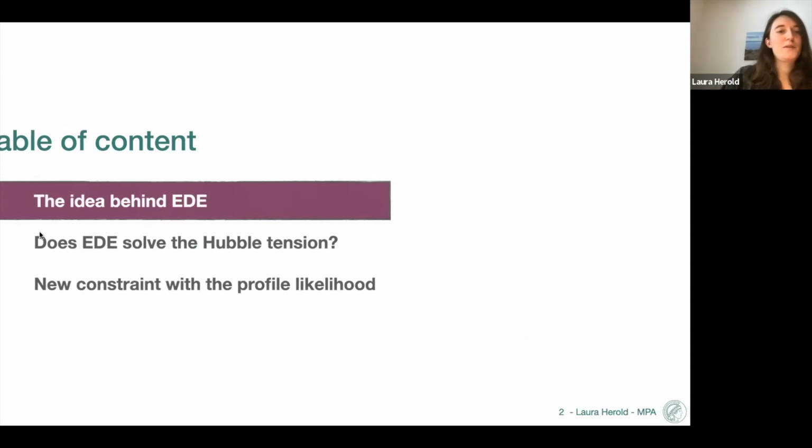But before I talk about the profile likelihood, I give an introduction about the idea behind early dark energy. I try to be a little bit quicker because there are so many experts in the audience here. And then I will discuss whether early dark energy solves the Hubble tension. As you might know, or as you will see, there's some disagreement about this question in the literature. And then I will discuss our constraints with the profile likelihood, which we were motivated by understanding this disagreement in the literature. And please, if you have questions or comments, you can interrupt me anytime.